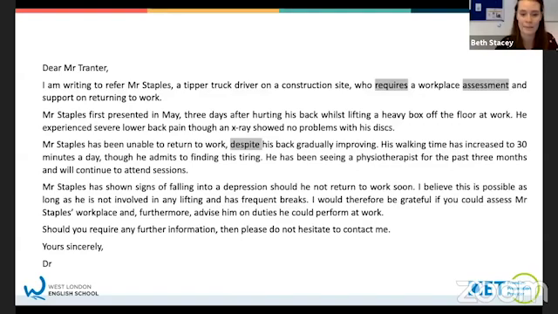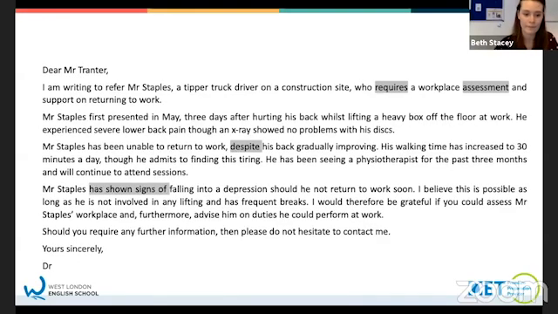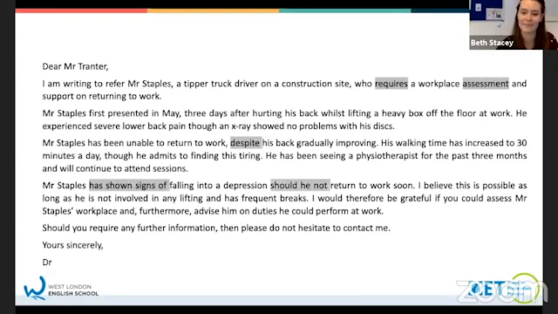"Has shown signs of" is quite nice. Again, that can be used in many different situations. So any kind of case notes, there's probably somewhere you can sneak in something like "has shown signs of", or "was showing signs of", or something like that.